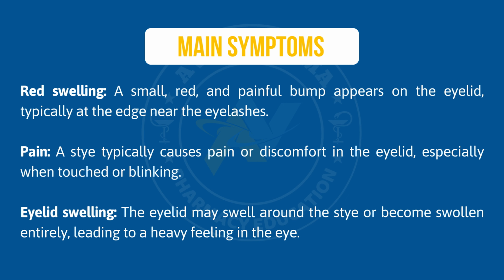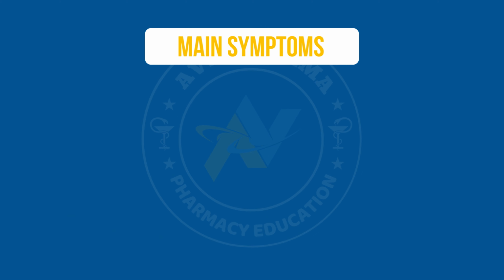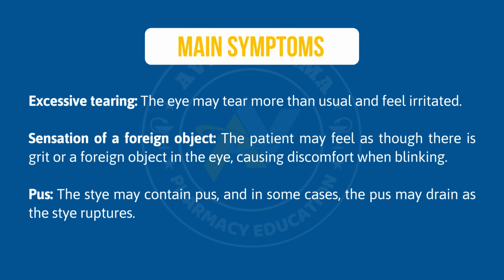Main symptoms: red swelling. A small, red, and painful bump appears on the eyelid, typically at the edge near the eyelashes. Pain. A stye typically causes pain or discomfort in the eyelid, especially when touched or blinking. Eyelid swelling. The eyelid may swell around the stye or become swollen entirely, leading to a heavy feeling in the eye. Excessive tearing. The eye may tear more than usual and feel irritated.